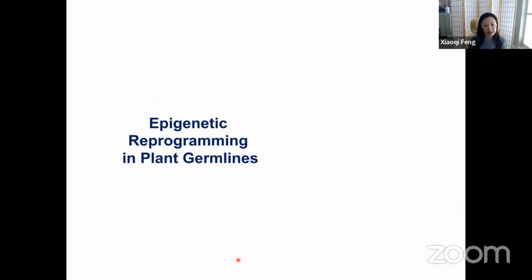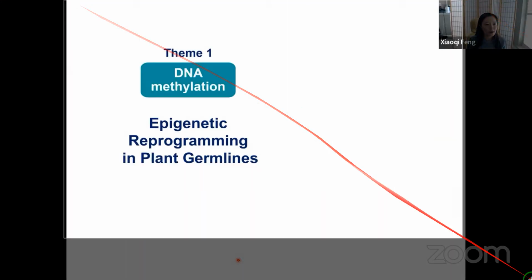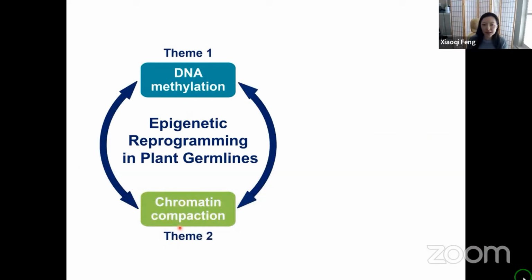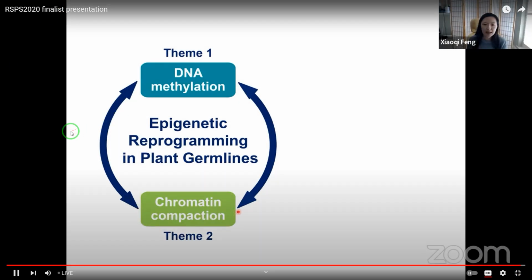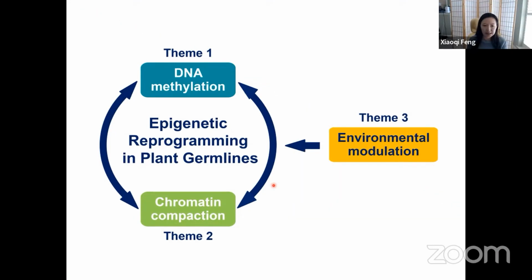Using the tools we set up, my lab is studying the reprogramming of DNA methylation, histone modifications and histone variants, which are interconnected, and looking at how the environment modulates germline epigenetics. Today, I will mostly focus on the first two themes and tell you a few recent stories from the lab regarding DNA methylation and chromatin reprogramming. I will also very briefly mention our work on theme 3, the environmental modulation. Okay, so now let's first take a look at the DNA methylation in the germline.